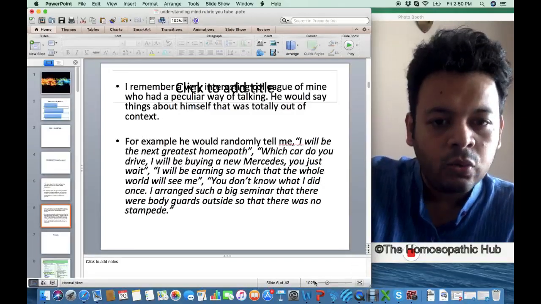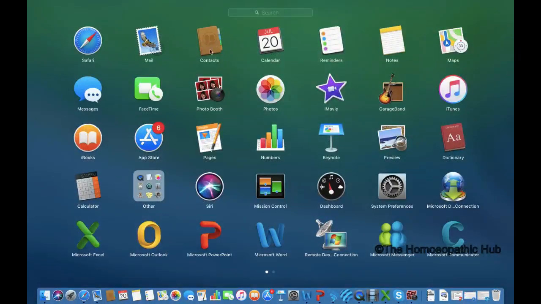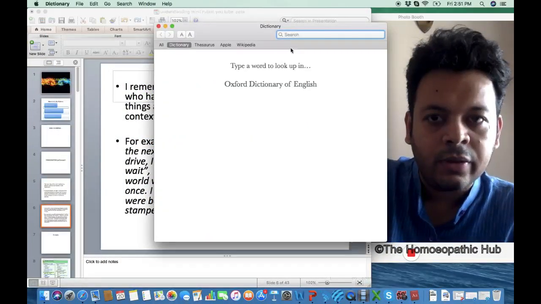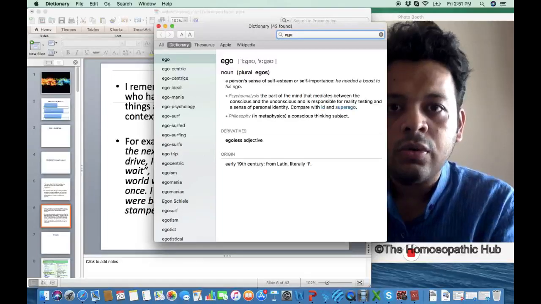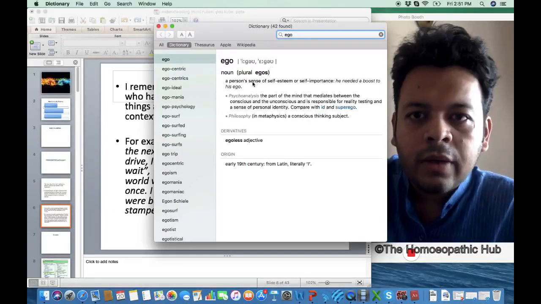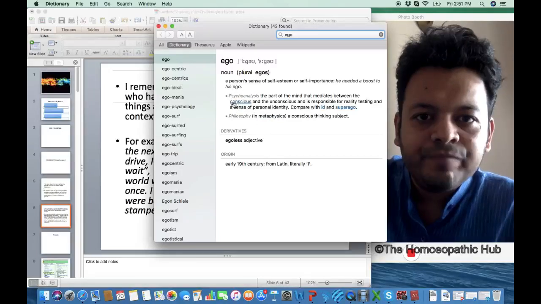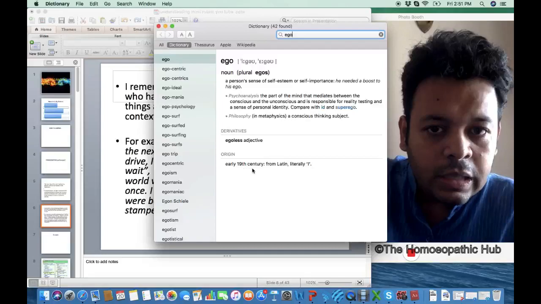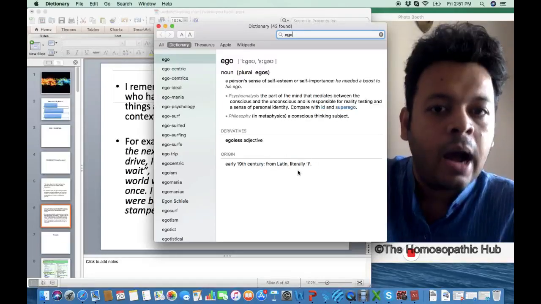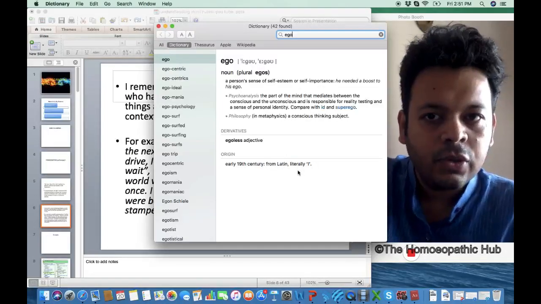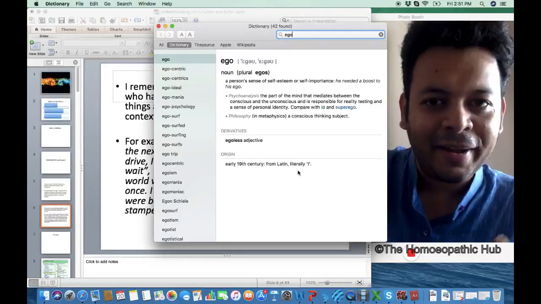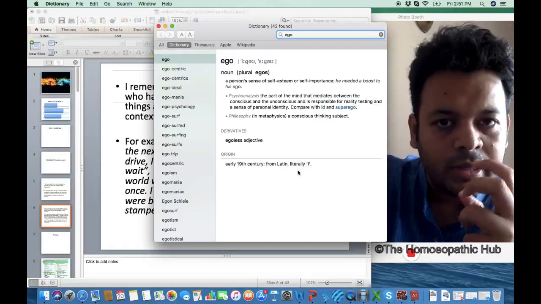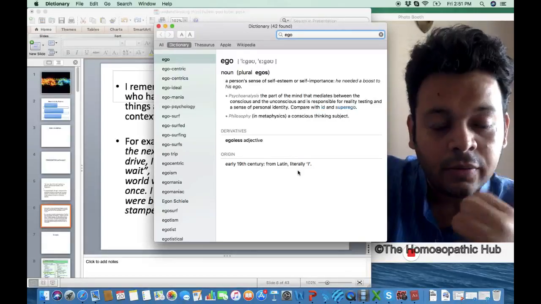Interestingly, what I often do is go into word origin. I go into a dictionary like this. Let's see the dictionary. I'll type ego, and then I will find out what ego actually means in the origin. In the origin, ego comes from the Latin word I, me. So if someone has too much of I, then you have to think about the rubric egotism. Really, the meaning becomes much clearer when you read the word origin.